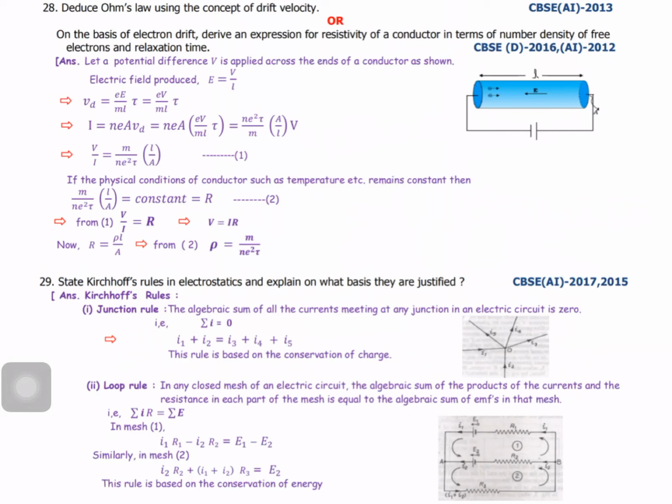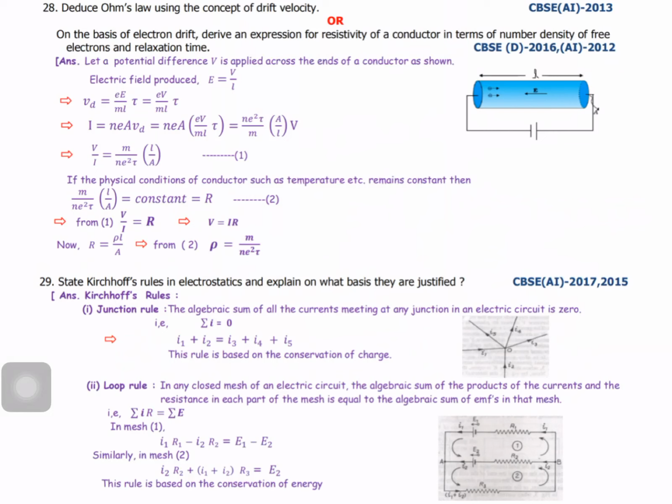or finally you can write n e square tau divided by m into A by L into V, or we can write V by I equal to, keep the I on the left side, the other things on the right side, that will be m divided by n e square tau into L by A. If the physical conditions of the conductor, such as temperature, remain constant, that means m by n e square tau into L by A is a constant, that is equal to R.